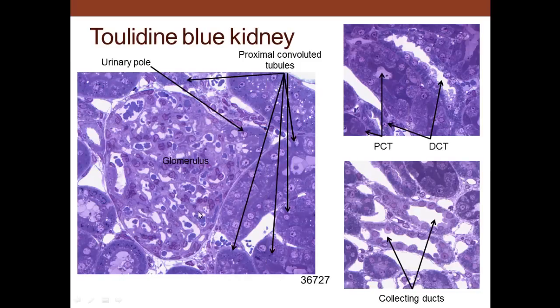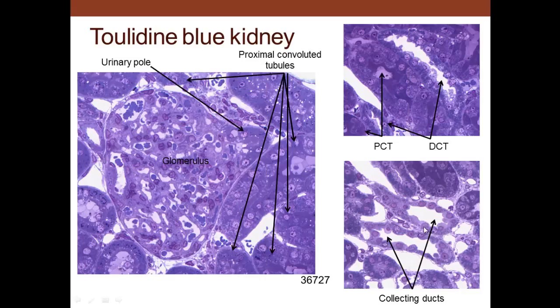So here's the glomerulus again, and this is the urinary pole. So this is the beginning of the proximal tubule. This is proximal tubule here, here, here, and there. Maybe distal tubule right there, not sure. But then we have the collecting tubule. This is a distal convoluted tubule and a proximal convoluted tubule, and this is a collecting tubule here.